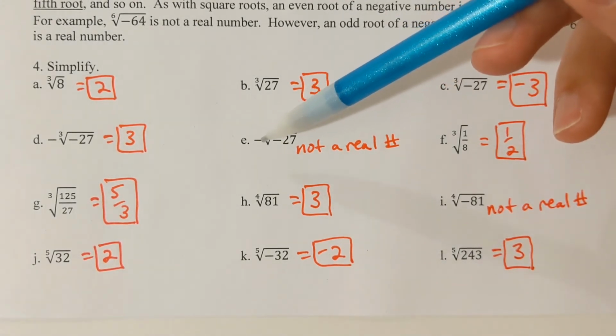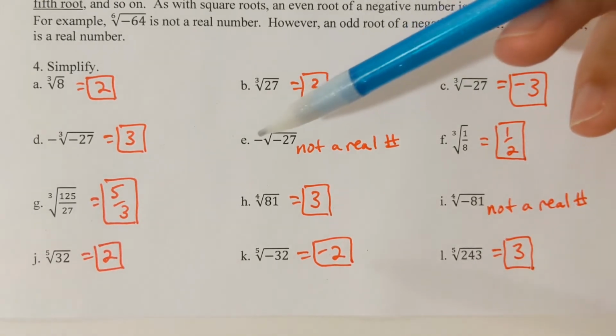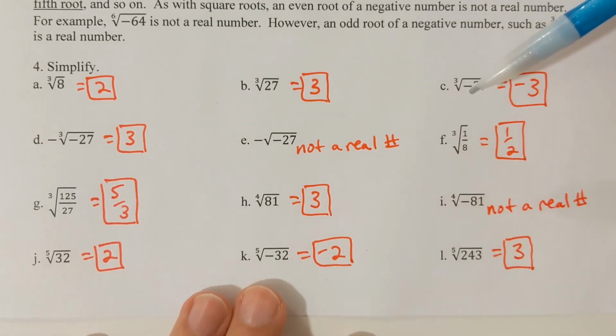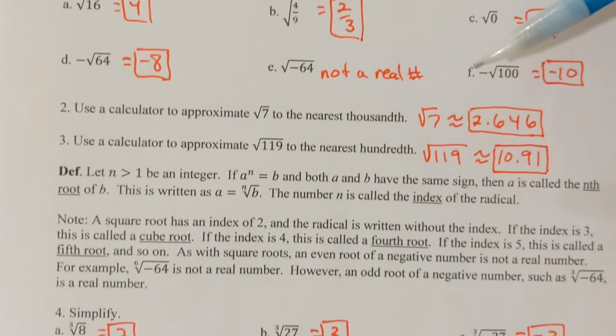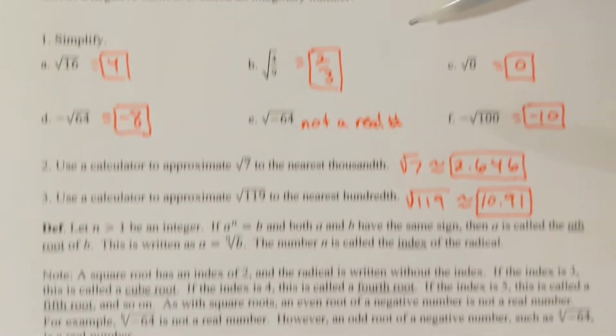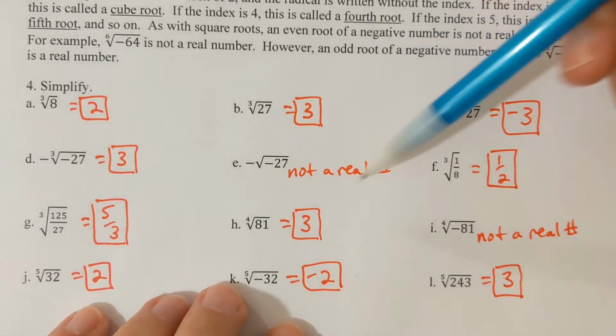But here's maybe a better example. If I had the negative of the square root of negative 27, the negatives don't cancel out, right? One's in front of the radical, one's underneath the radical. The square root of a negative is not a real number. That's what this note was up here. So the fact that I have a negative in front of the radical, don't worry about that. The answer is still not a real number.